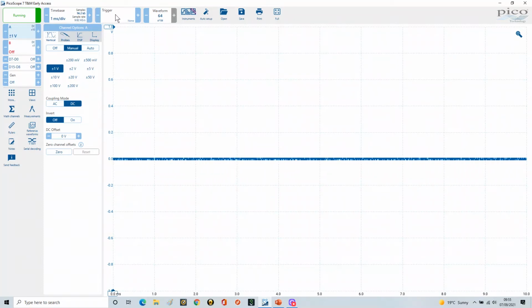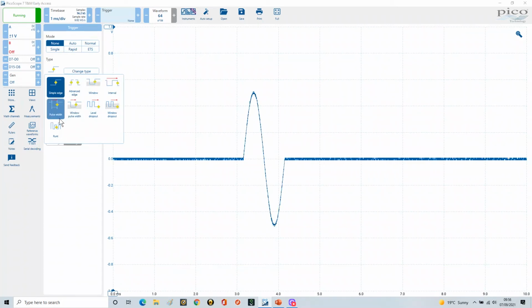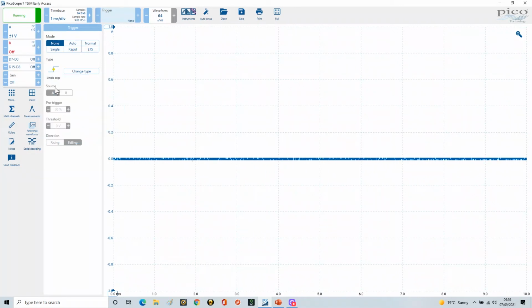So now let's go to the trigger, and we're in none. And the type, I mentioned this earlier when we were just discussing the different elements of triggering. There are all these different types: advanced edge, window, interval, pulse, etc. We will do other videos on these, but they require a lot of setting up to demonstrate, and this is not necessary at this point in time. To get you started, the only one you're interested in is the simple edge, and this is what it generally defaults to, okay? And that's what we're going to discuss.